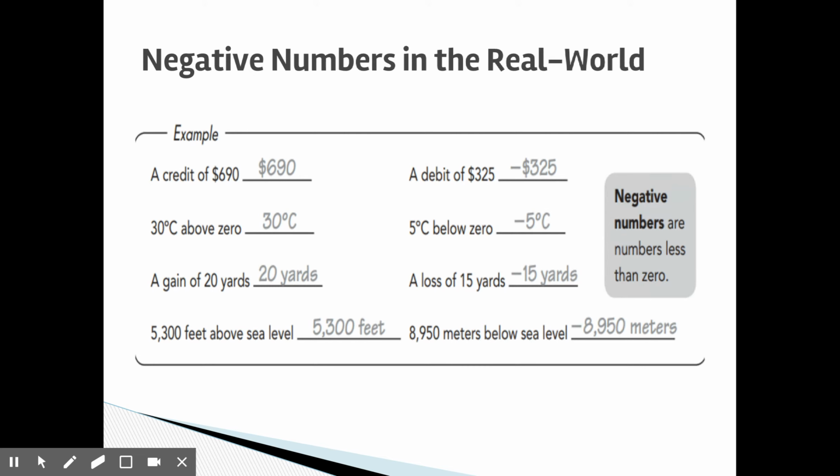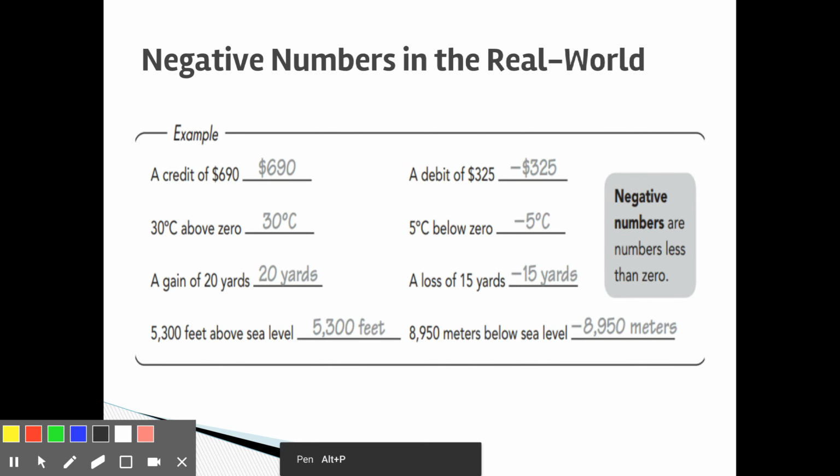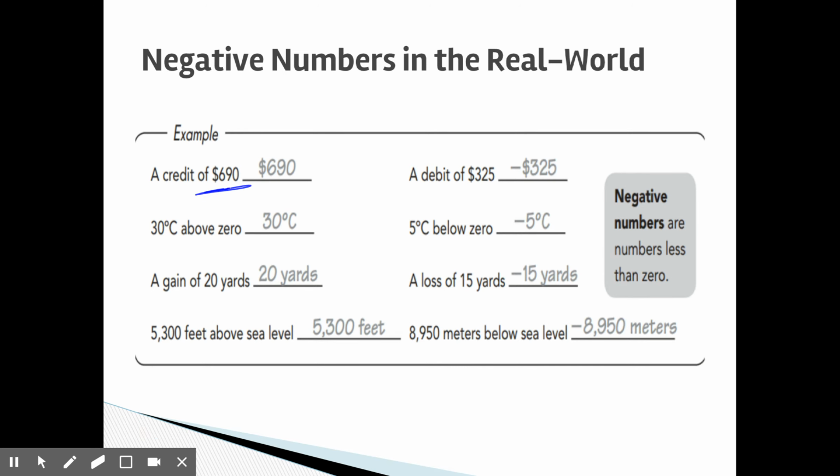Negative numbers can be used in all types of real-world situations. The most consistent time you see negative numbers is in money. A credit of $690. A credit means it's positive. A debit of $325 means it's negative. It means that you owe something. That's what a debit means, that it's owed.